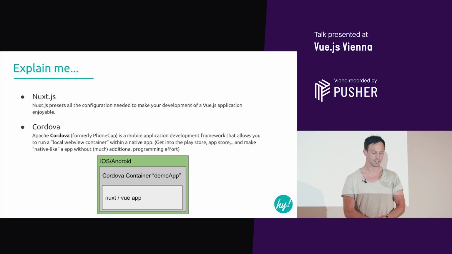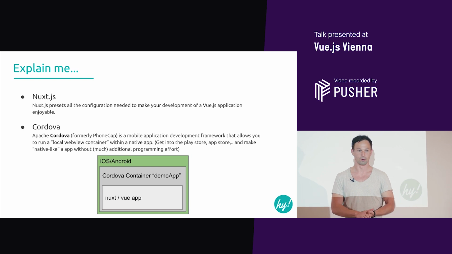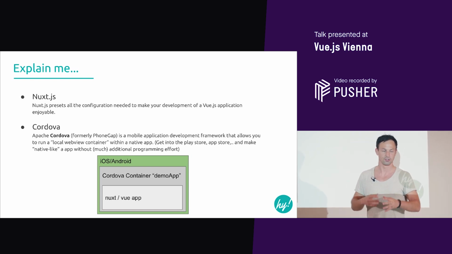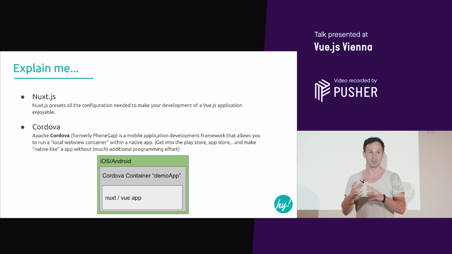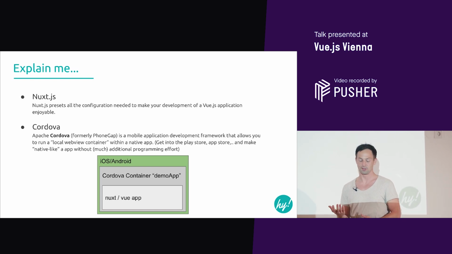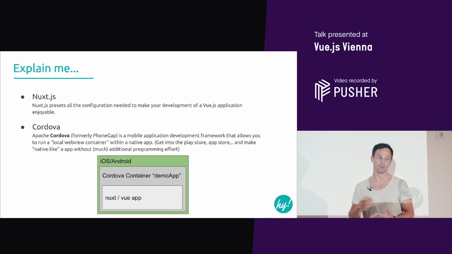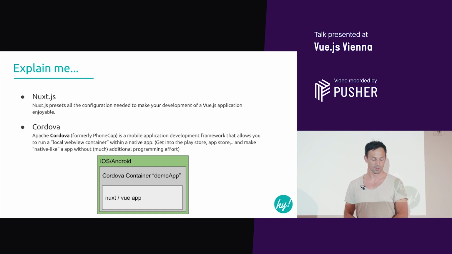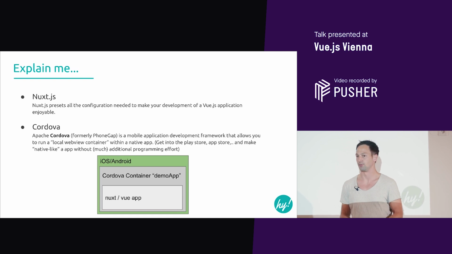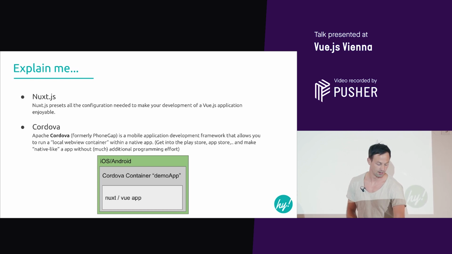What I'm talking about today is NuxtJS in a Cordova container. I think probably all of you know NuxtJS already. NuxtJS is basically just a preset of configurations for Vue.js that makes it super easy to start with. And Cordova is a native application that allows a web view to render on the mobile phone. That means you can actually publish your app on an App Store or Google Play Store or whatever, and it feels and looks like a native app if you design it like this.